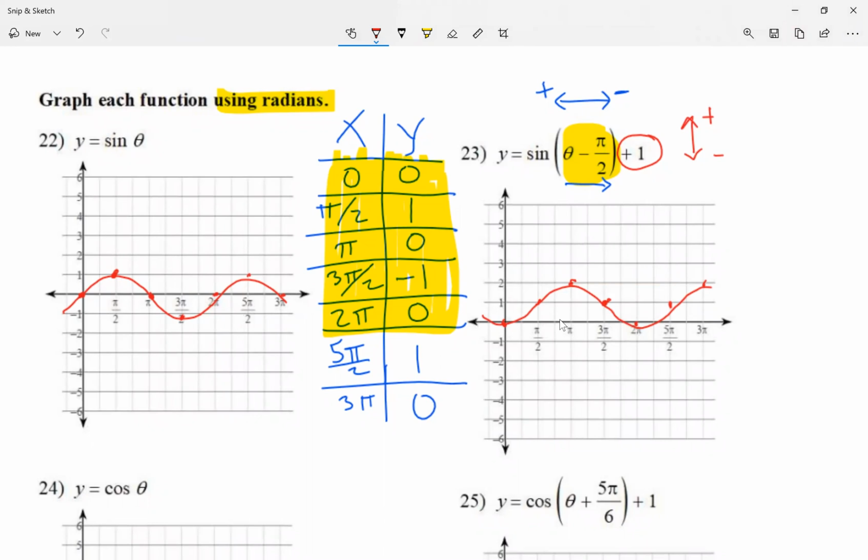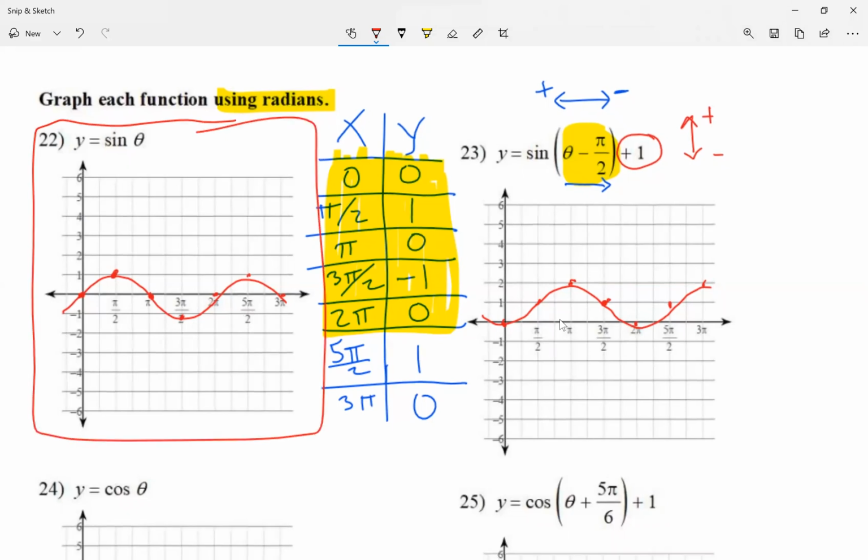So again, we're going to start with the sine. This is what we're going to call the parent function. So this is where everything's going to start, with sine. Okay, get used to the phrase parent function. Basically it means, where does it start from? And question number 23, I moved it pi over 2 to the right, up 1. So that's how I get that figure. All right, let's move on.